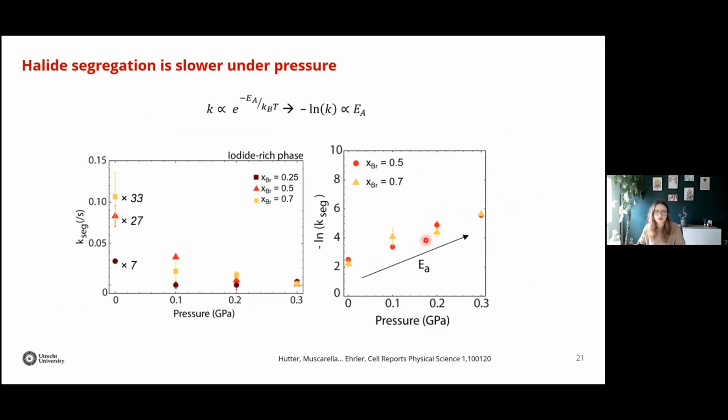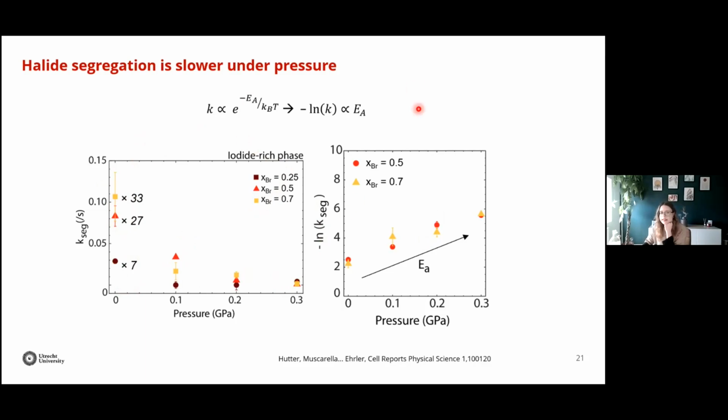So finally, we also had a look at the kinetic trace, because as I showed you before, the kinetics was quite different as a function of pressure. And in particular, you can see that for all of these compositions that we have studied, the rate of phase segregation is much faster at low pressure. And that's basically the same for all of them.